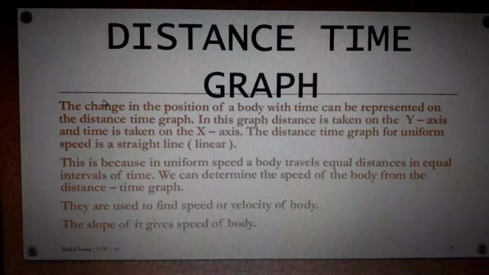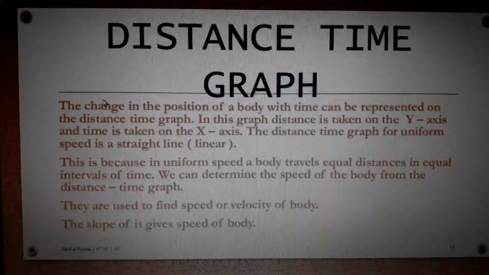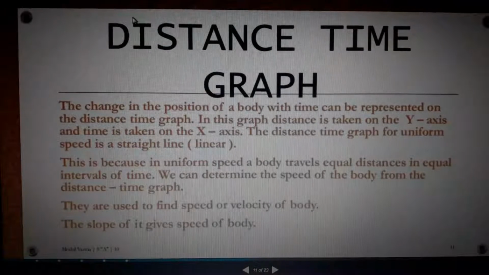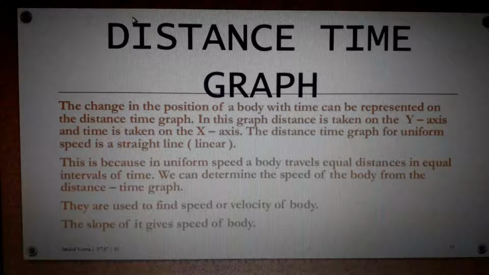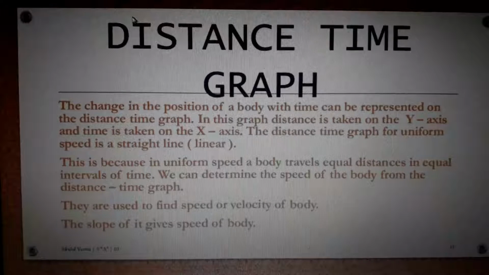Let's see here. The change in position of a body with time can be represented on the distance-time graph. So what are the main things we are representing on a distance-time graph? The change in position of a body with time, for different times, if we are observing an object. For example, if you are observing the position of the sun, each time it is moving. Am I right or not?